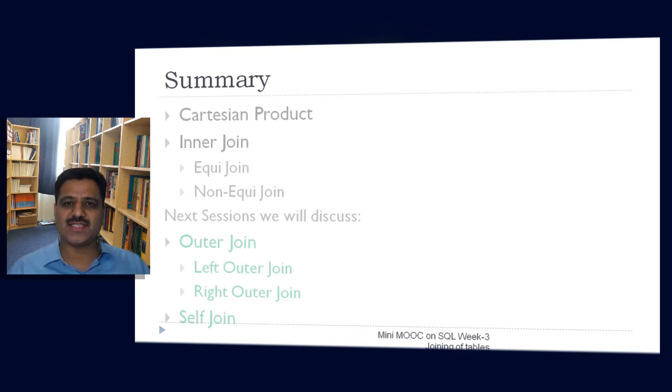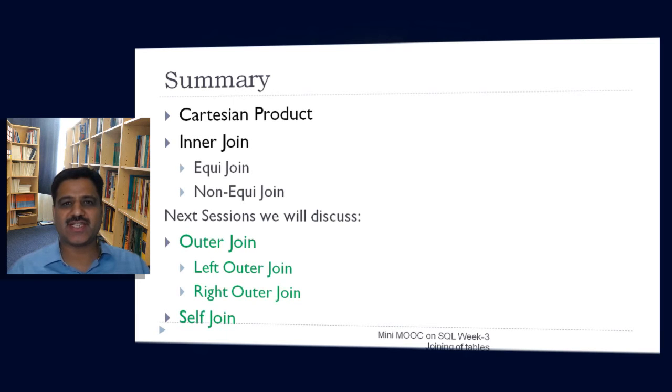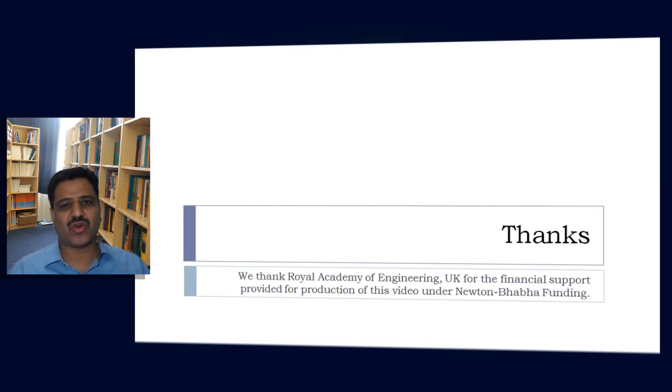Let's summarize the concepts which we have learned in this session. In this session, we have learned the concept of Cartesian product and inner join. We have discussed two types of inner join. One is equi-inner join and another is non-equi-inner join. In the next session, we will discuss outer join and its two types, that is left outer join and right outer join, and self join. Thanks for watching this video.